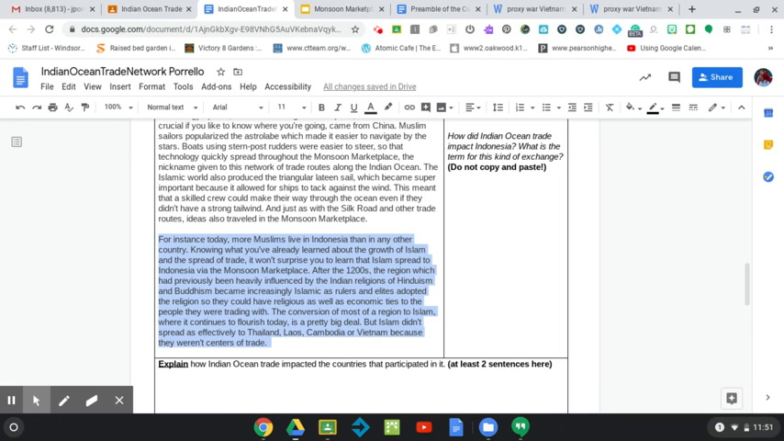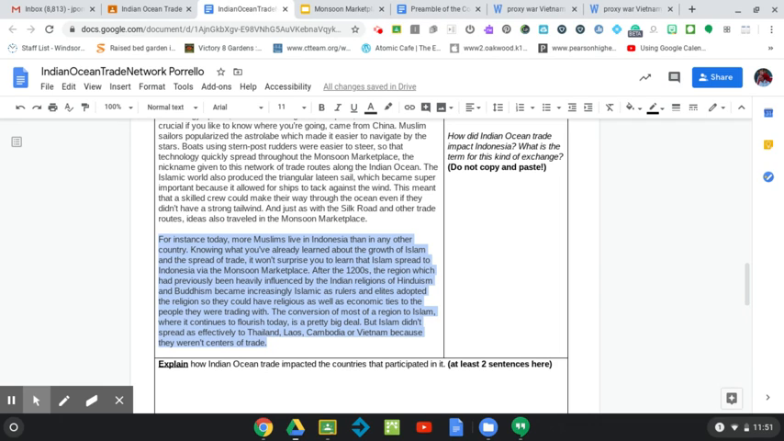After the 1200s, the region, which had previously been heavily influenced by the Indian religions of Hinduism and Buddhism, became increasingly Islamic as rulers and elites adopted the religion so they could have religious as well as economic ties to the people they were trading with.